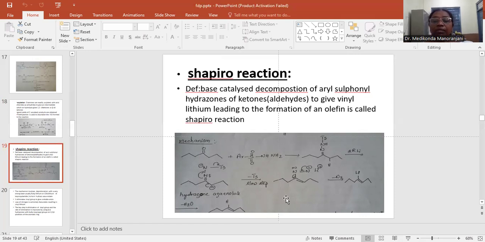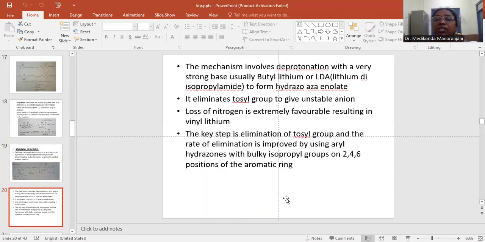which is nothing but an olefin. The mechanism involves deprotonation with a very strong base, usually butyl lithium or LDA, that is lithium diisopropylamide, to form a hydrazone enolate. It eliminates the tosyl group to give an unstable anion. Loss of nitrogen is extremely favorable, resulting in vinyl lithium. The key step is elimination of the tosyl group, and the rate of elimination is improved by using aryl hydrazones with bulky isopropyl groups at the 2, 4, 6 positions of the aromatic ring.